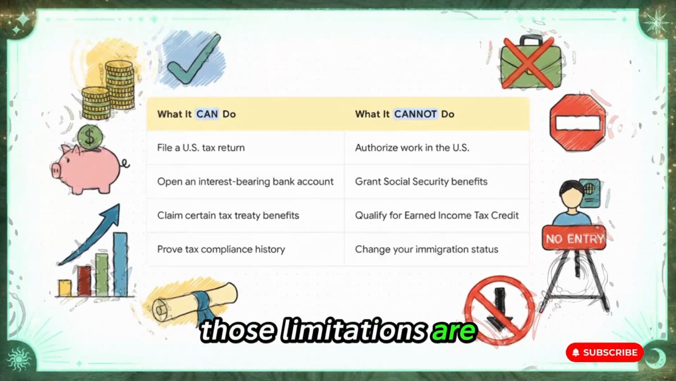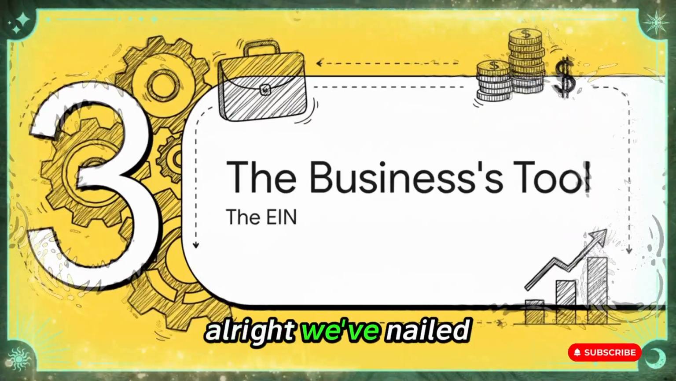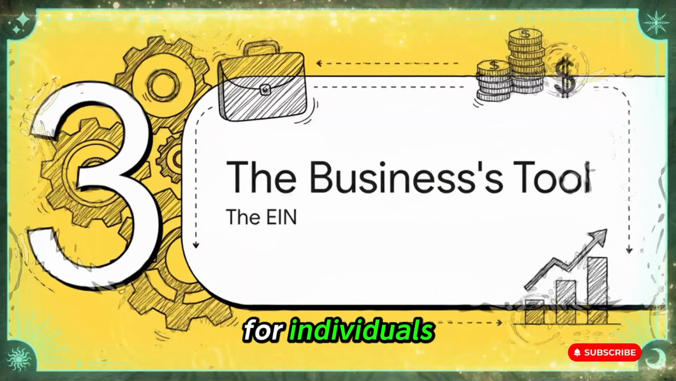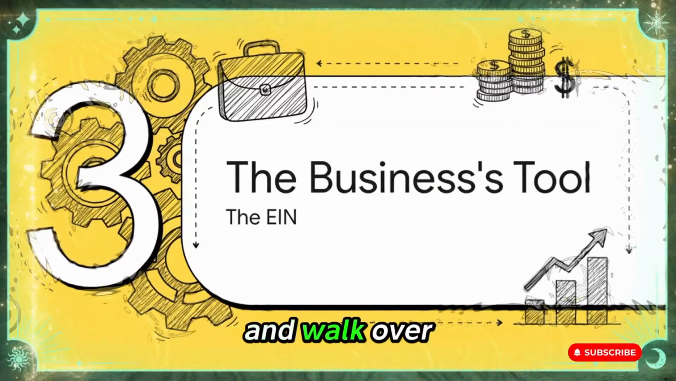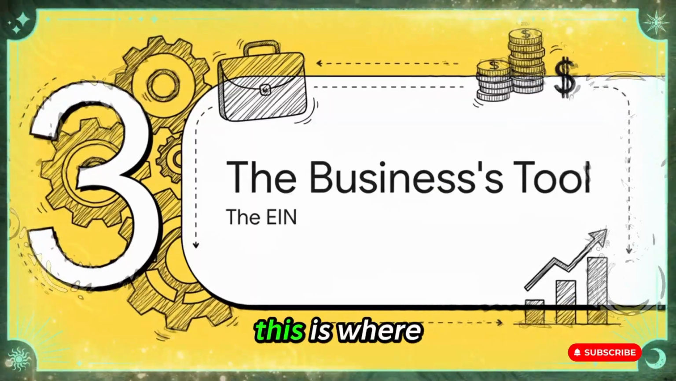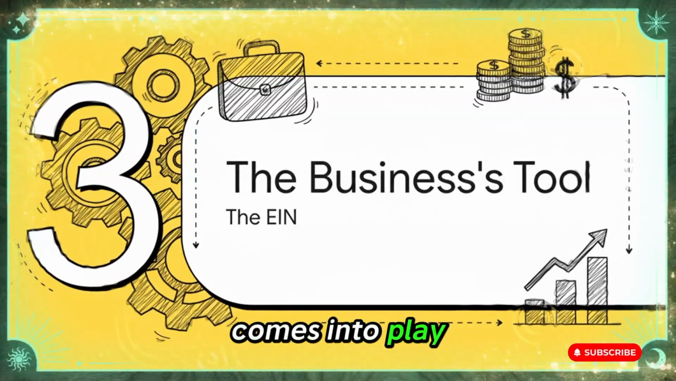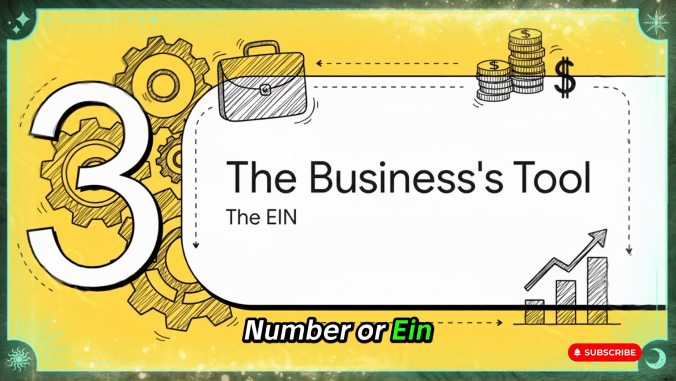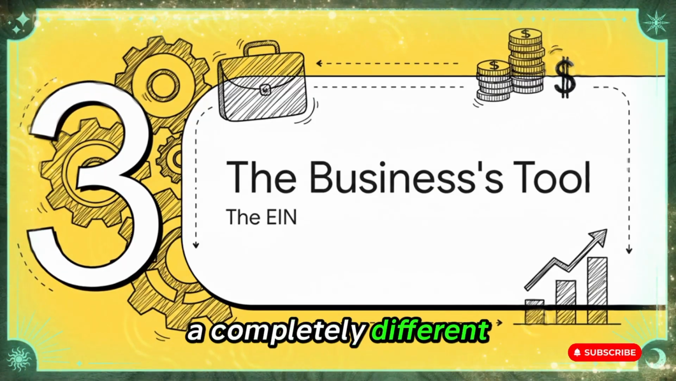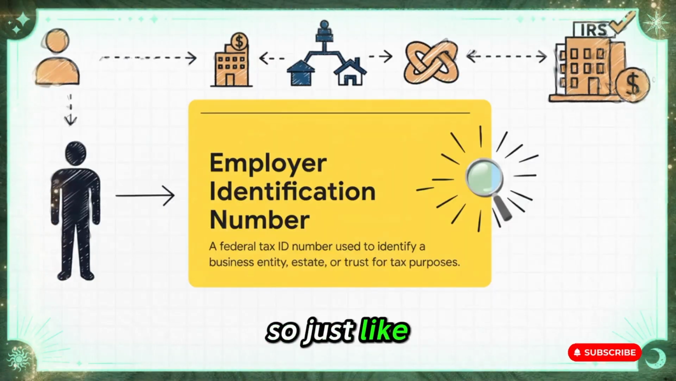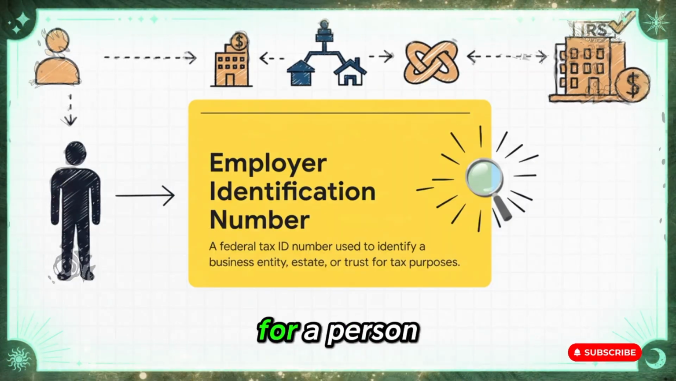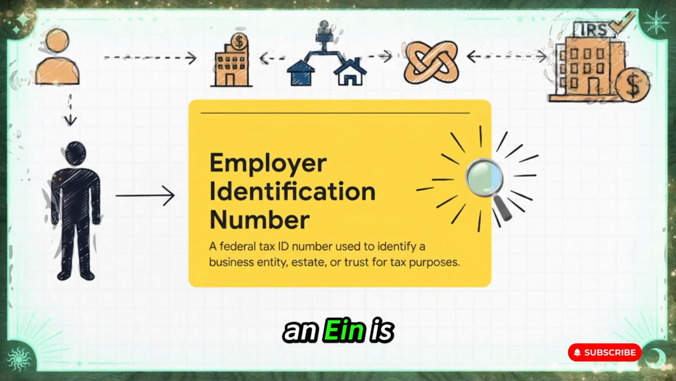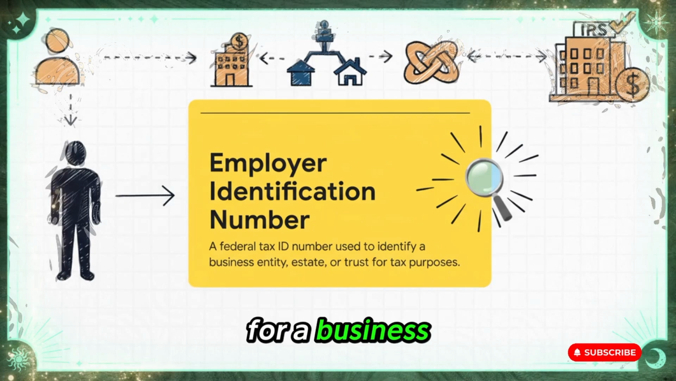Those limitations are non-negotiable. All right, we've nailed down the tool for individuals. Now let's switch gears and walk over into the world of business. This is where our second tool comes into play, the Employer Identification Number, or EIN, and it has a completely different job to do. So just like an ITIN is a tax ID for a person, an EIN is a tax ID for a business.